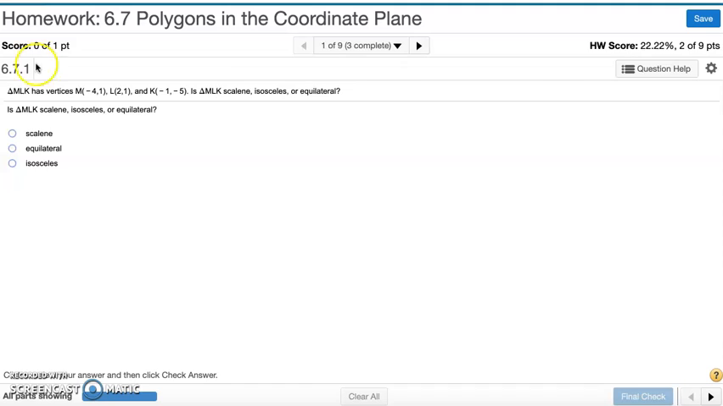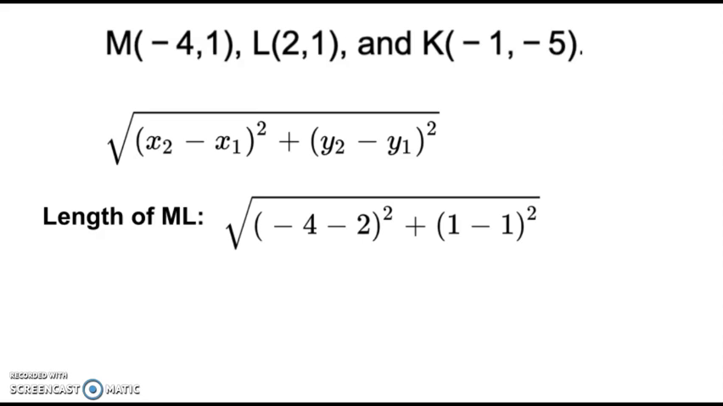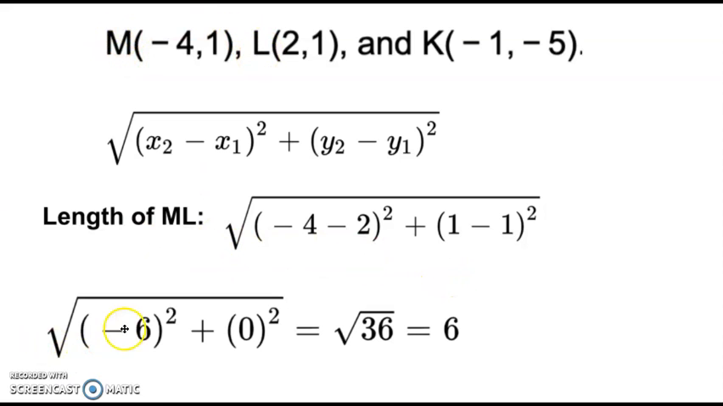So let's take a look at that. To determine if the triangle is scalene, isosceles, or equilateral, we have to find the lengths of each side. So first we're going to find the length of ML. Substituting in the coordinates of M and L into the distance formula, we get -6 squared plus 0 squared, which gives us square root of 36, which is 6. So the length of ML is 6.